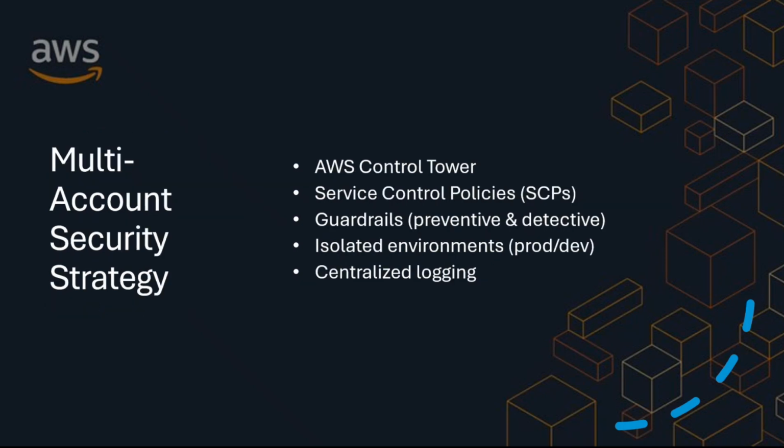Modern AWS architecture uses multiple accounts for security isolation. Using AWS Control Tower, you can automate the multi-account setup with service control policies, that is SCPs, to restrict actions across accounts, guardrails, which enforce preventive or detective controls, centralized logging for all the accounts, and isolated production, staging, and development accounts. This design prevents accidental misuse and limits blast radius.